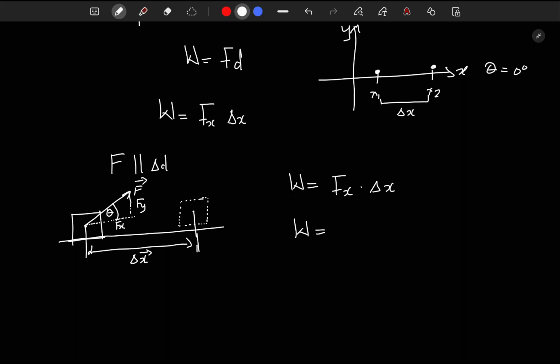So to rewrite this properly, work is Fx dx. Now what is Fx? Fx is just the component of the actual force in the x-axis, which will be F cos theta, multiplied by delta x. This will be the formula to use anytime a force is applied at a certain angle. Now, it's not always that it will be in the x-axis. Sometimes the displacement can also be in the y-axis. As long as the force and that displacement are parallel to each other, then work is done. That is what you need to know.